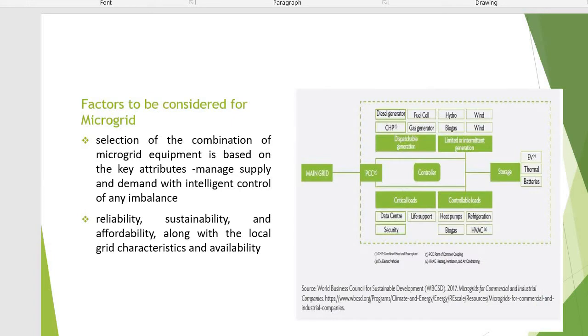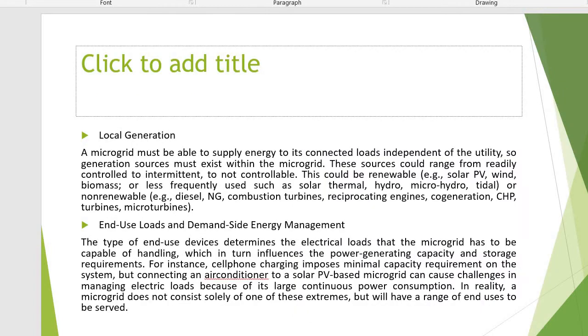From the figure we can see that there are certain factors which are considered for a microgrid to operate. The first one is the selection of the combination of microgrid equipment, based upon key attributes like managing demand and supply with intelligent control of any kind of imbalance. So we have to check demand and supply when we are operating a microgrid. And also we have to check that the system is reliable, sustainable, and affordable, along with the grid characteristics and availability.